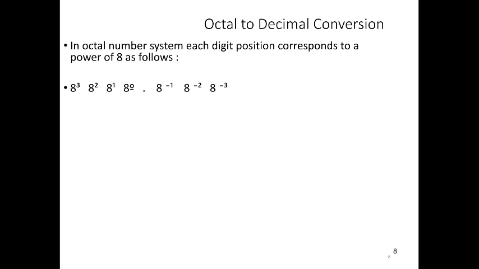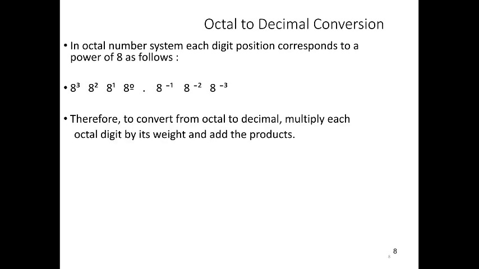See here, 8 to the power of 0, 1, 2 and 3. After the point you have 8 to the power of minus 1, minus 2 and minus 3. Therefore, to convert from octal to decimal, multiply each octal digit by its weight and add the products. This is the same as what we did previously for binary. So read that line properly: to convert from octal to decimal, multiply each octal digit by its weight and add the products.